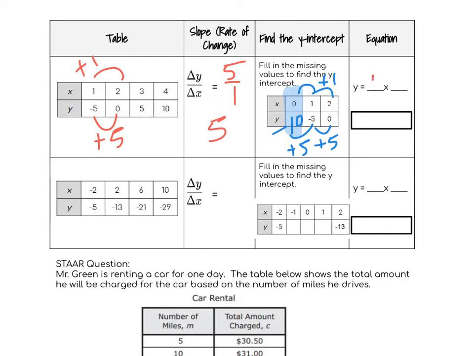Again, mx plus b is your equation, and y equals, the slope is 5, so it's 5, and then I write my x. My y-intercept is negative 10, so then it is minus 10.